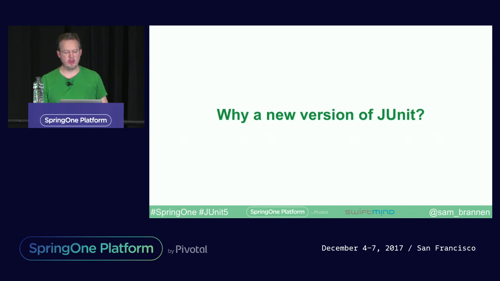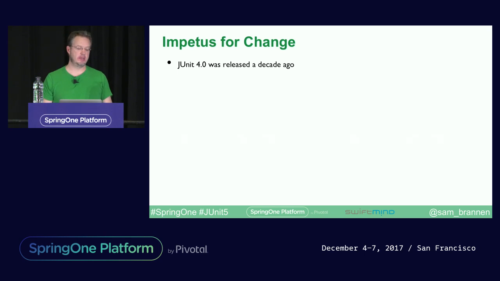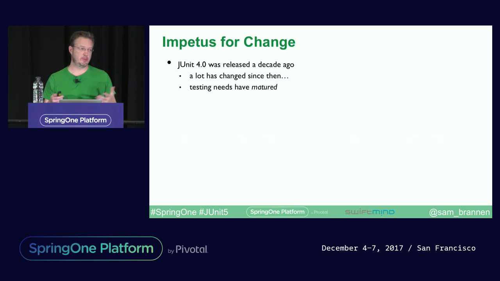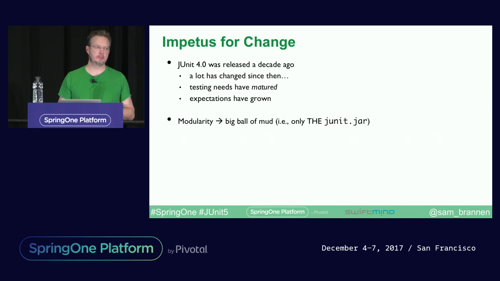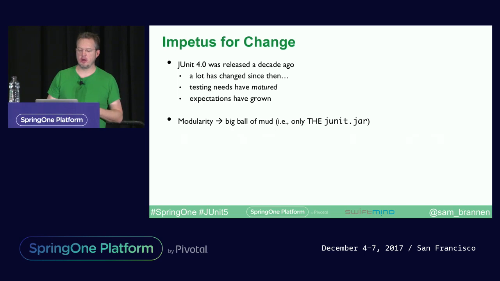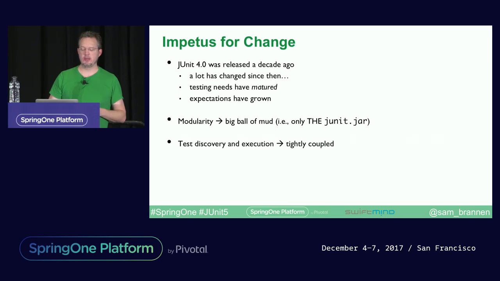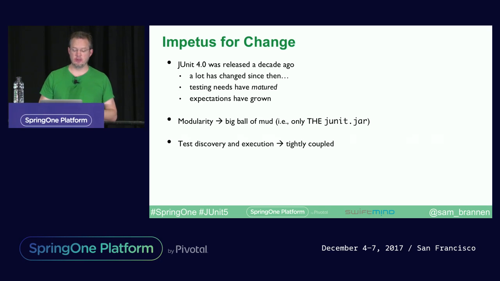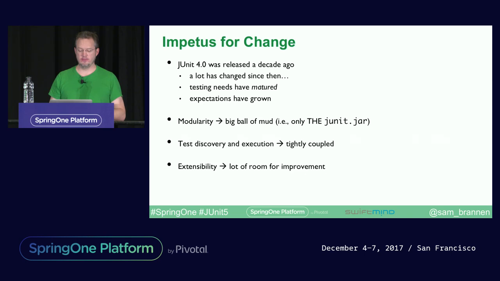So first up, why do we have a new version of JUnit? Impetus for change. JUnit 4 was released a decade ago, and a lot has changed since then, right? Our needs have matured, the things that we expect from the framework. And JUnit 4 was also, well, kind of a big ball of mud, right? It was just the one single JUnit jar, and that made it harder to maintain and to extend it. Also, test discovery and execution are tightly coupled in that architecture. And in terms of extensibility, there's lots of room for improvement in JUnit 4.